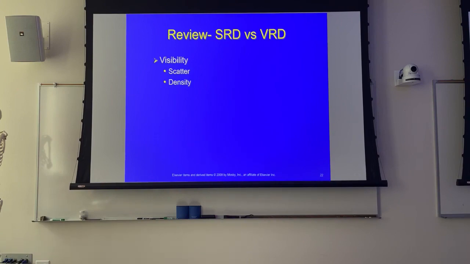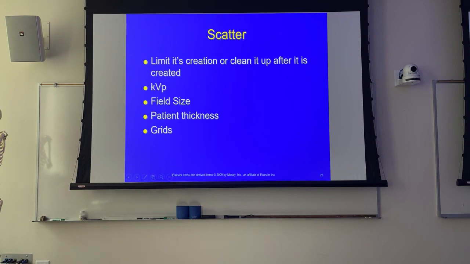Again, the scatter radiation is all about visibility and not so much about sharpness for recorded detail. The way that we limit the effects of scatter is to limit its creation or clean it up after it's created. So the things that we're going to do are adequate KVP. We want to limit the field size in as much as we can.